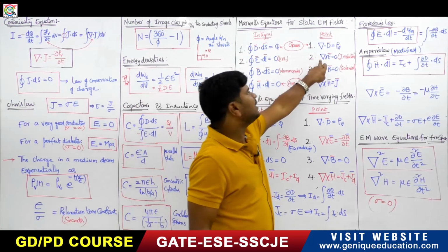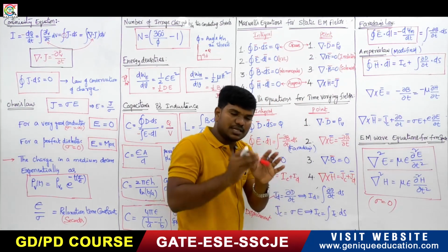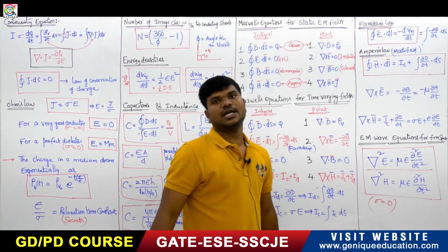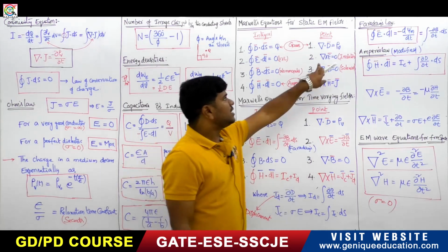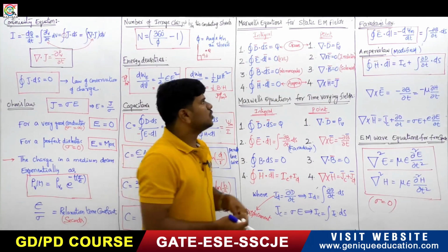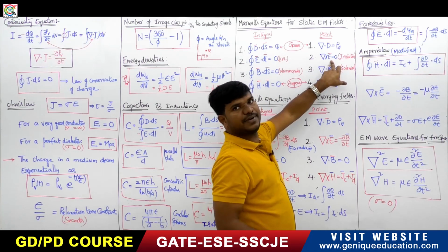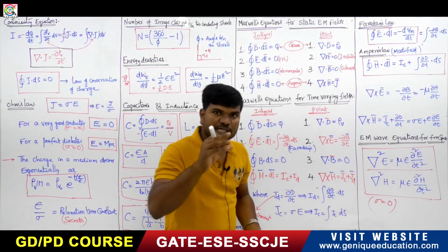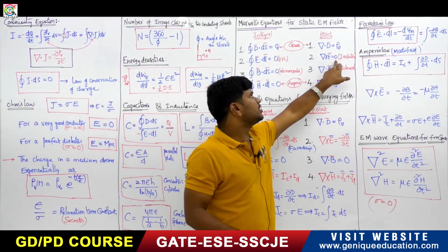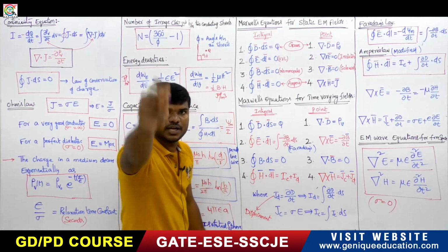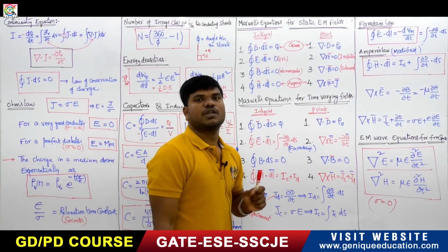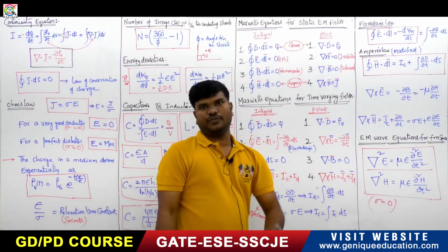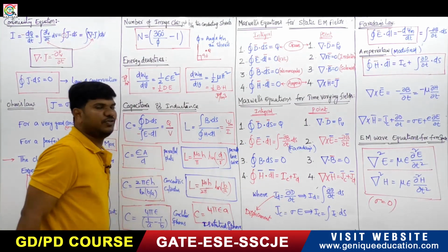Del cross, the cross product, always represents the variation of the quantity perpendicular to that vector. So if you go perpendicular to the electric field intensity, the variation of the electric field perpendicular to that will be 0. The curl of the electric field being 0 shows that it is an irrotational vector. We also call this a conservative field.